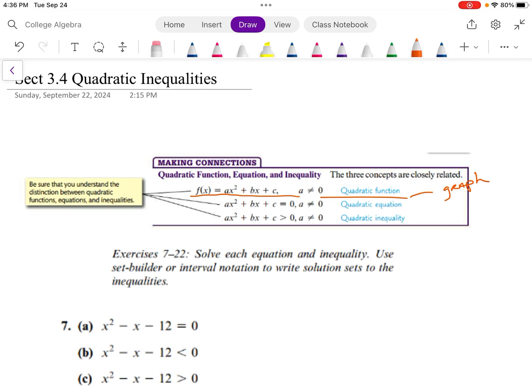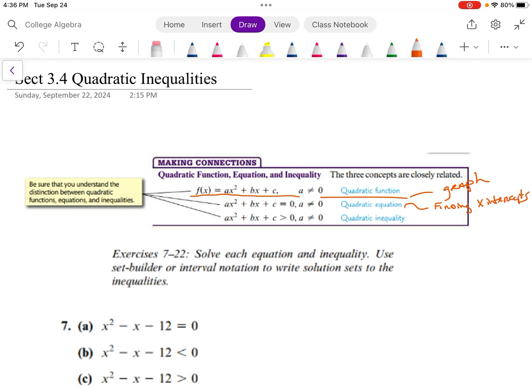The second one here, a quadratic equation, is when we have it equal to 0. Some quadratic problem on the left-hand side equals 0, or we solve and get everything on the same side and it equals 0, is another format. But that's an equation. And typically when we solve them, we're finding the x-intercepts. We're finding the zeros.